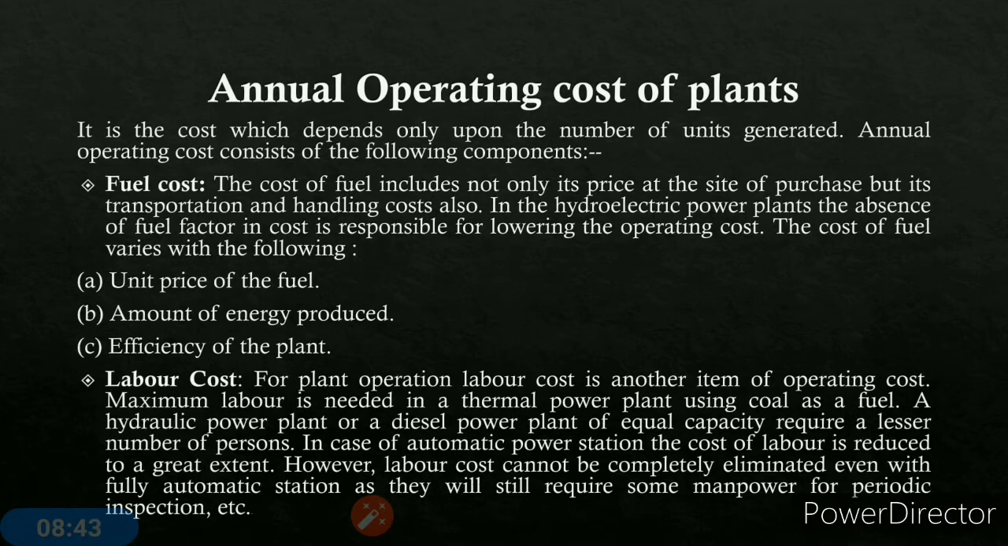In case we are using an automatic power station, the cost of labor is reduced. But remember, the cost of labor cannot be eliminated completely, even in an automatic station, as labor is required for periodic inspection, for maintenance, and for some of the operation.